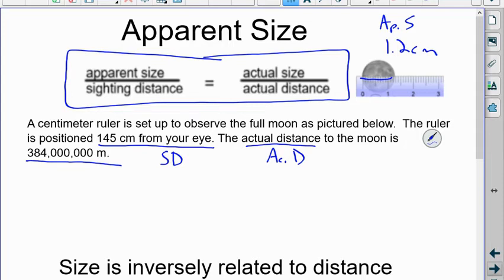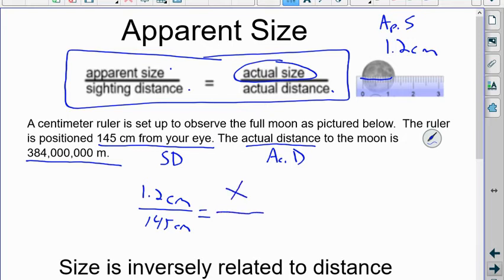You are given 3 things. You are given the actual distance, you are given the apparent size, and you are given the sighting distance. It's looking for the actual size of the moon. So I would just fill in the things I know. I have 1.2 centimeters over the sighting distance, which is 145 centimeters, is equal to the actual size, I don't know, over the actual distance, which is 384 million meters. My centimeters here canceled out. My unit will be in meters.